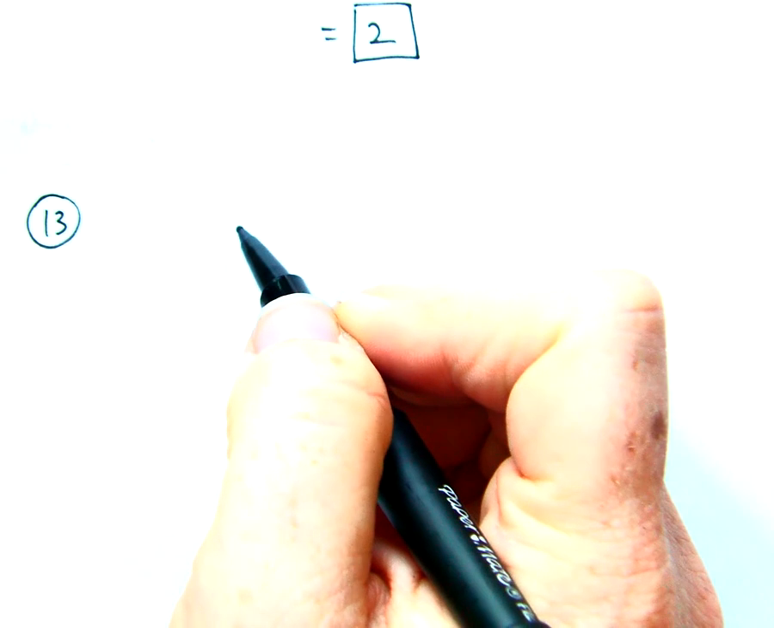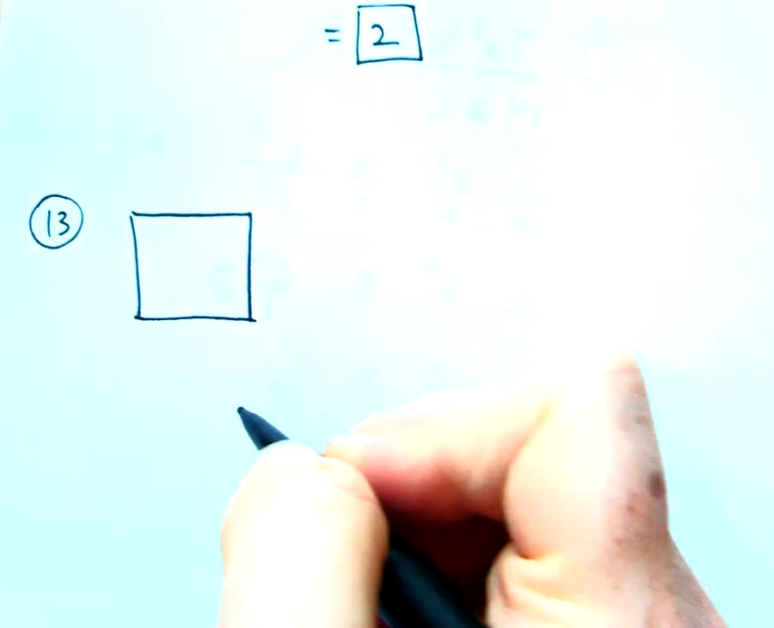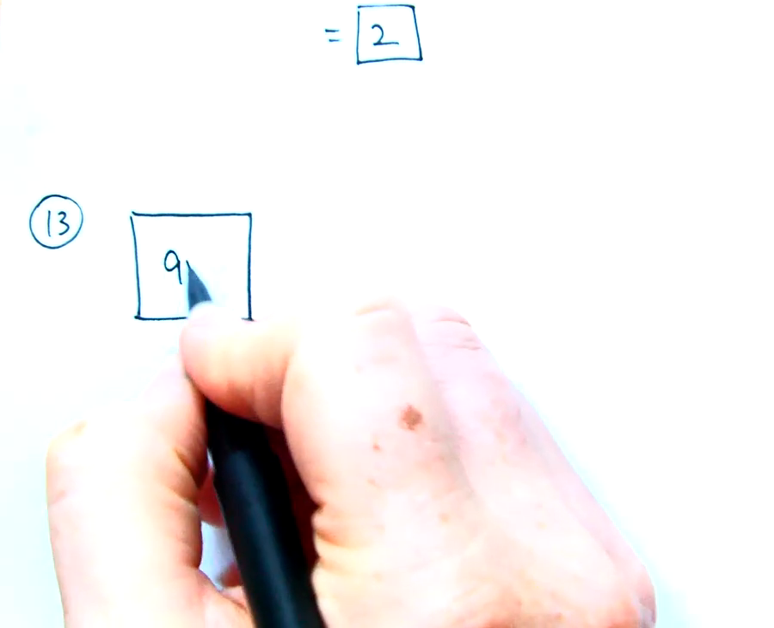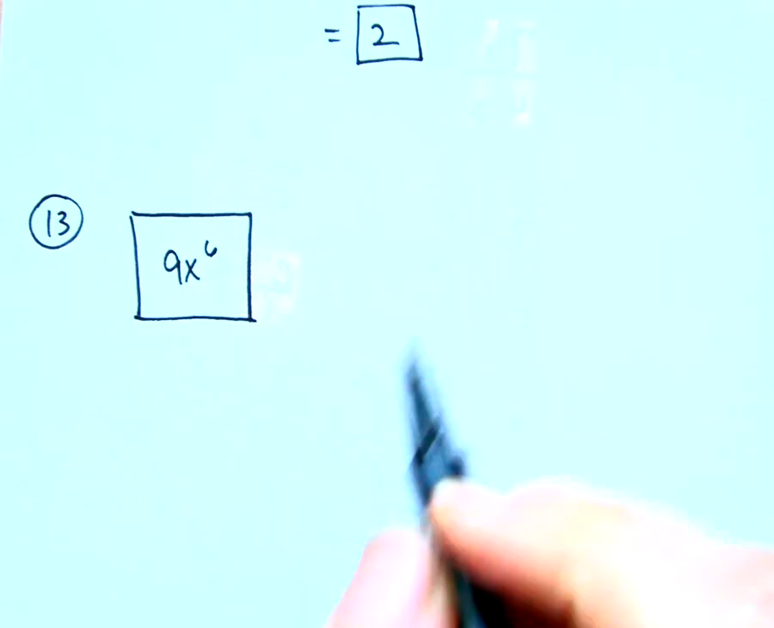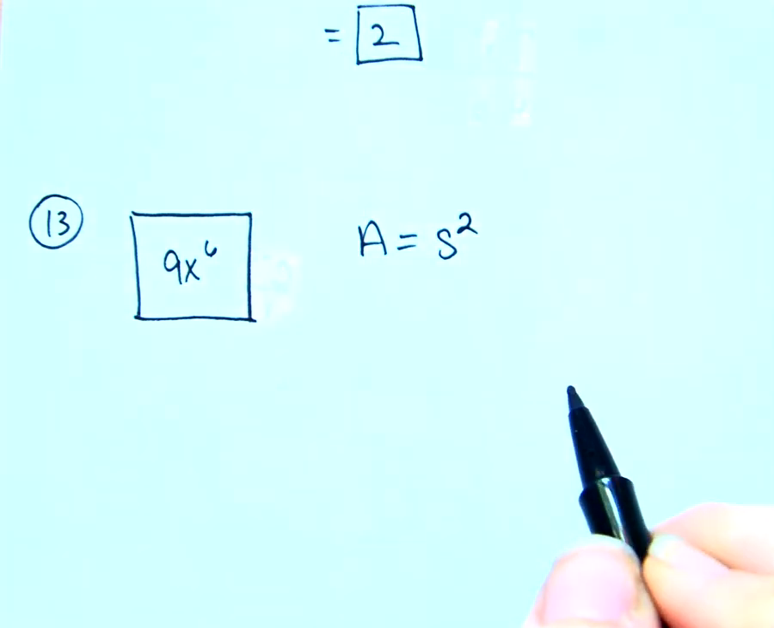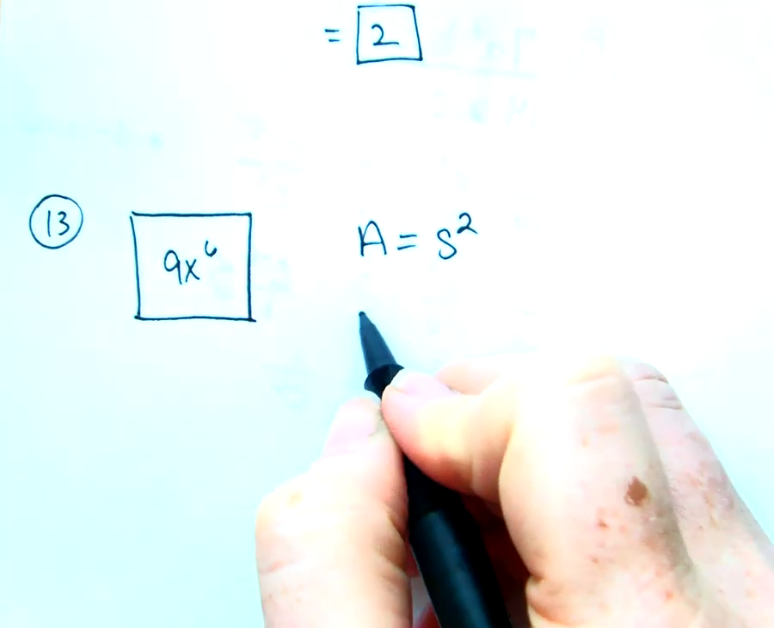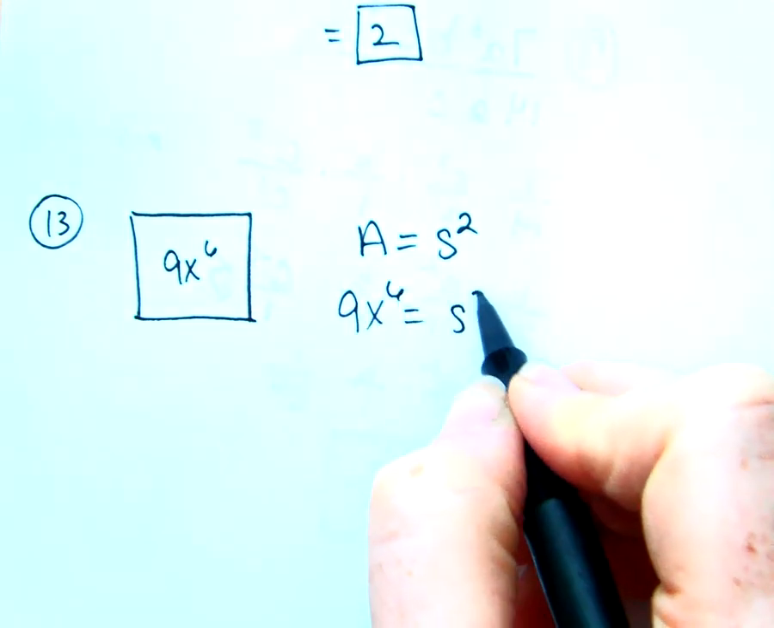And one more with you. One more. 13. Find the side length of a square. So this time we have a square, not a rectangle. If you're told the area is 9x to the 6th. Okay. So the area of a square is side squared. So what we're saying is that 9x to the 6th is side squared.